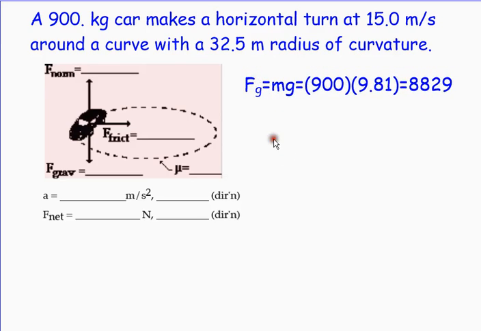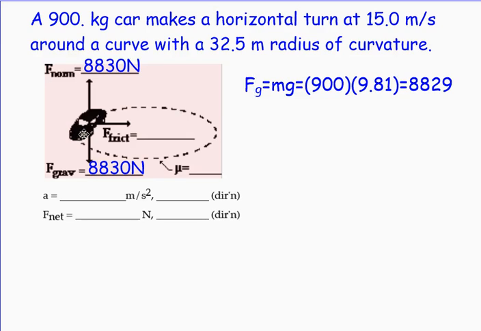So Fg equals mg, which is equal to 900 times 9.81, which is 8,829, which to three significant figures gives us 8,830 newtons as our gravitational force. Now this object is moving in a horizontal circle, so it is not accelerating upward or downward, so I know that the normal force has to equal the gravitational force, 8,830 newtons.